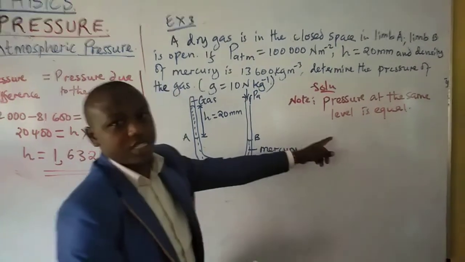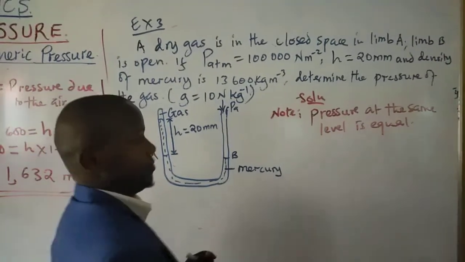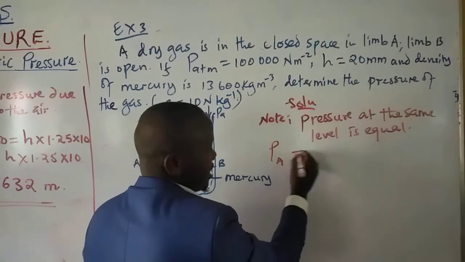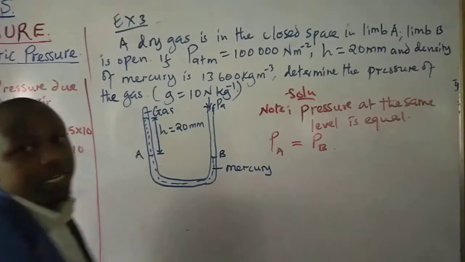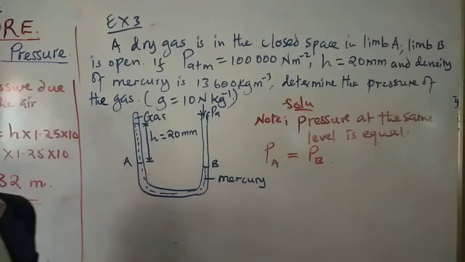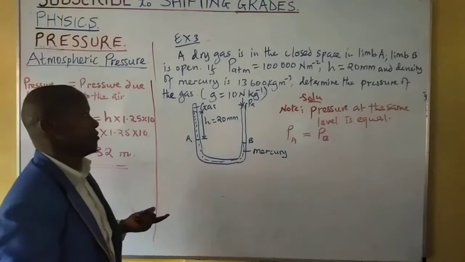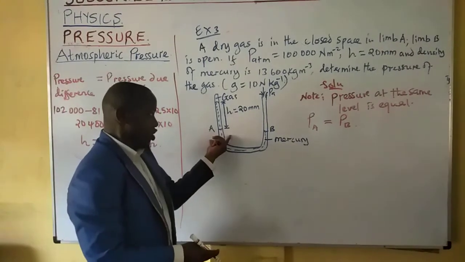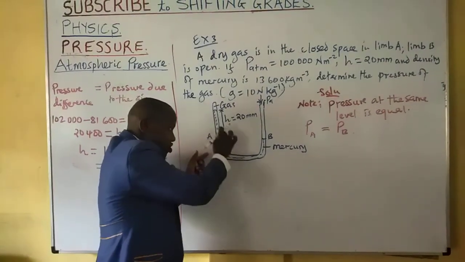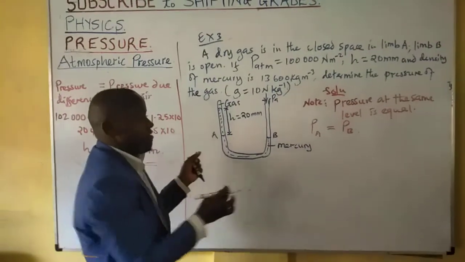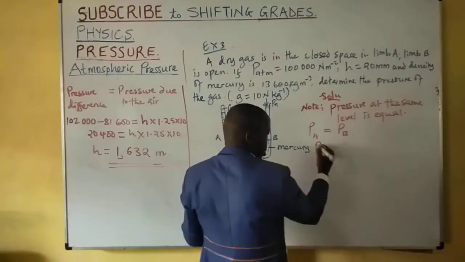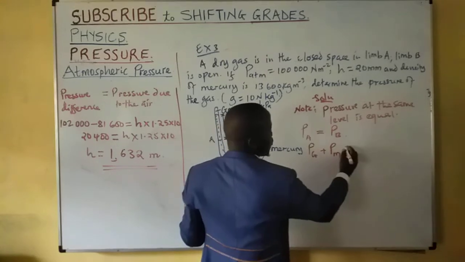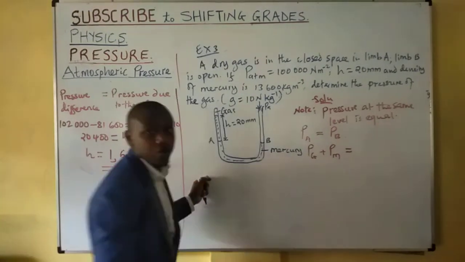And now, with that note, we can say that if pressure at the same level is equal, then the pressure at A is equal to the pressure at B. Therefore, we can examine the different pressures now. Pressure at A is due to a mercury height above it and also a certain gas. Therefore, pressure at A is pressure due to the gas plus the pressure due to mercury, which we are saying will be equal to the pressure at B.